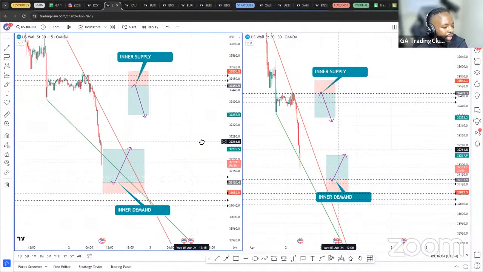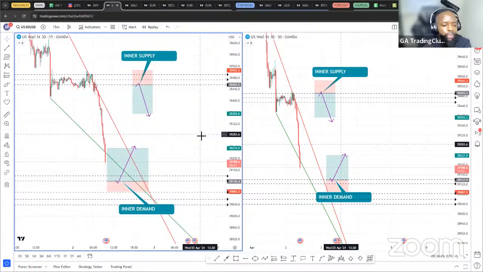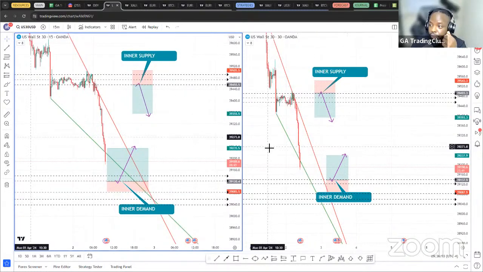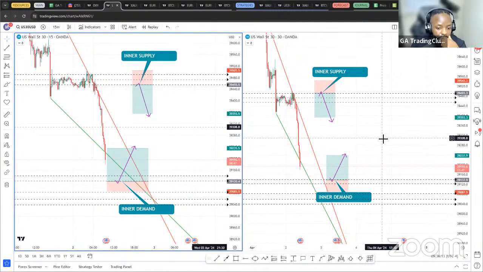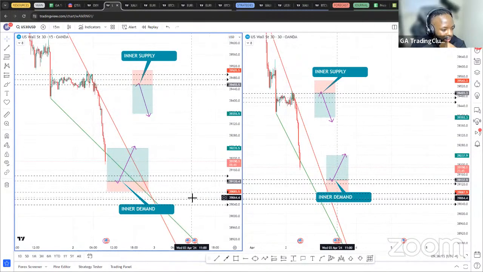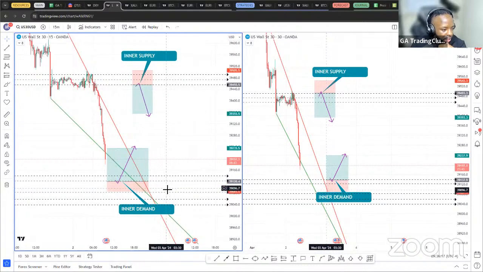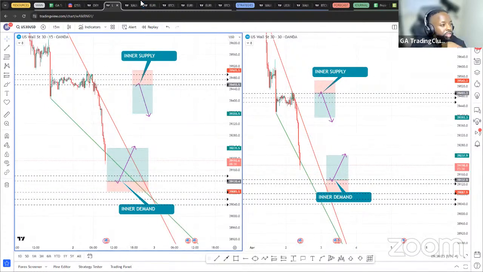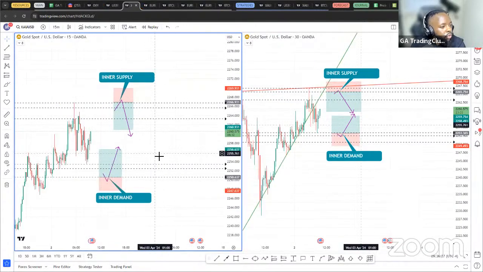But for today, I do see this US 30 validating on the 15-minute time frame, and this US 30 on the 30-minute time frame. They're pretty much at the same entry. The 15-minute gives a better entry. It's at 39,120. The 30-minute is at 39,137. So there's a 17-point difference between the two.